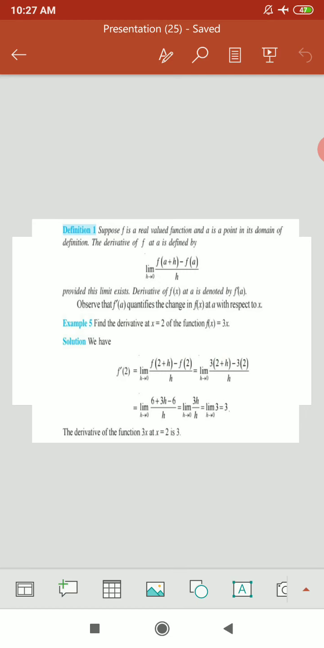Suppose f is a real valued function and a is a point in its domain of definition. The derivative of f at a is defined by limit h tends to 0 f of a plus h minus f of a divided by h, provided this limit exists. Derivative of f of x at a is denoted by f dash of a. Observe that f dash of a quantifies the change in f of x at a with respect to x.